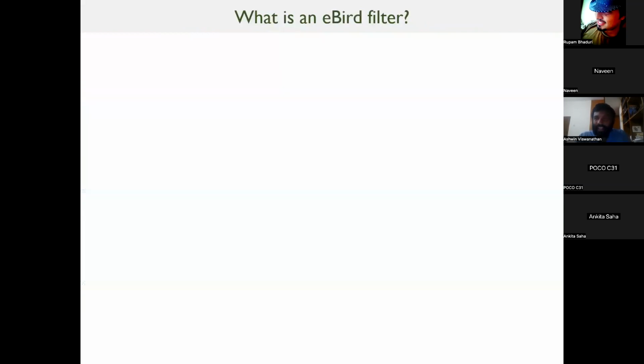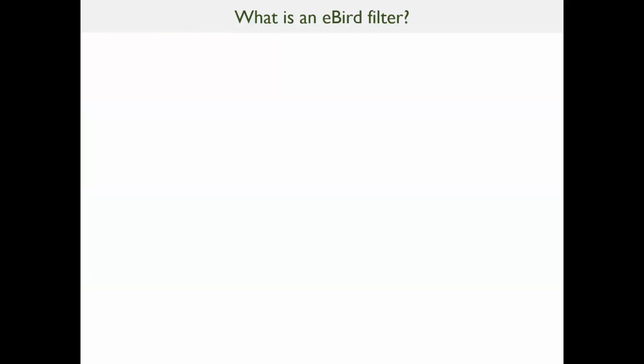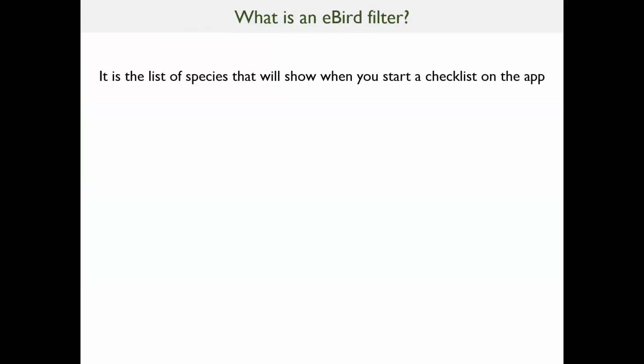Now, in such a complex landscape, you need something to guide you when you're birding. An eBird filter is just that. I'll explain more about an eBird filter, but it is actually just the list of species that will show up when you open the app. Now, this list of species, if you have noticed, will change from place to place. If you make a checklist in South India, you're going to get a different list of species than what you get in Assam. Actually, what you get in different parts of Assam itself is different.